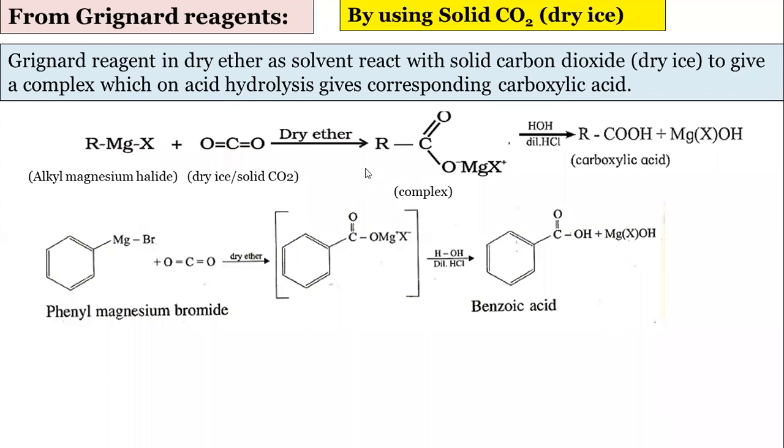What is solid CO2? Grignard reagent in dry ether. Always remember, when Grignard reagent is there, dry ether will be there, because dry ether is used as a solvent which does not react with Grignard reagent. Now the Grignard reagent is treated with dry ice, carbon dioxide in solid form. In presence of dry ether, this is the general reaction. An intermediate is formed, and after hydrolysis we get carboxylic acid.